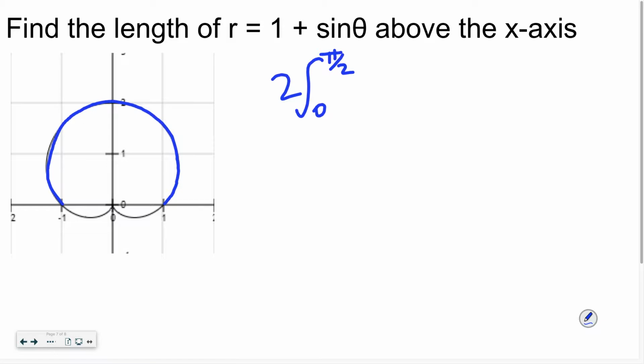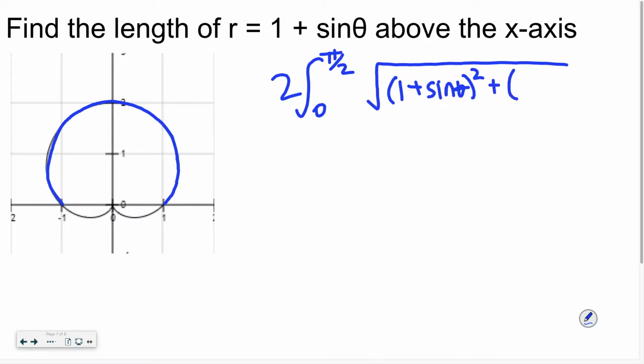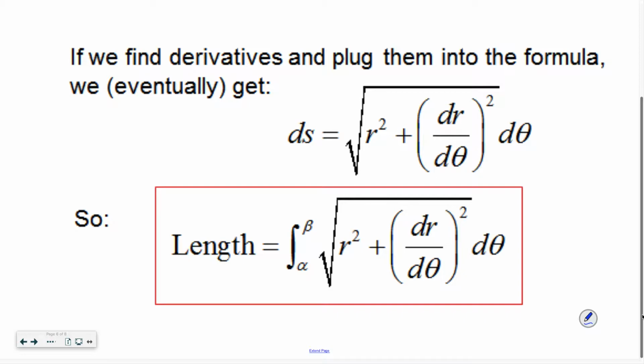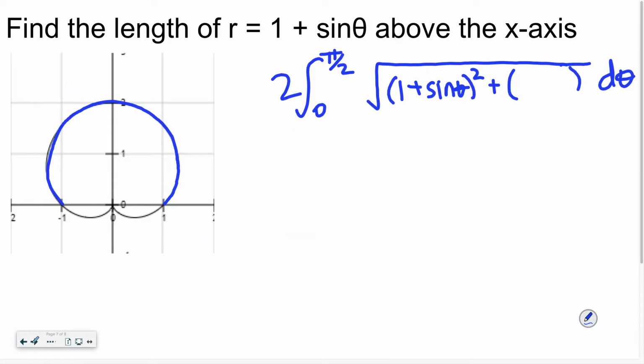Okay, so this is what we would have. R squared plus R prime squared. What's R prime? It's dr d theta. So instead of dy dx, we get to use dr d theta, so we can just derive that directly. Correct. And it's just cosine. Yay, power reducing.